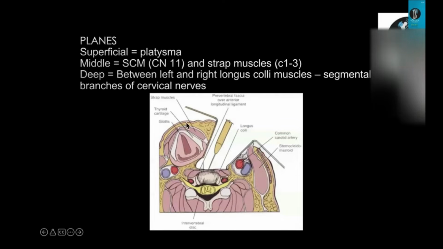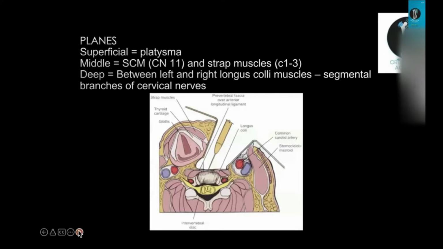So it just describes, so it shows here how we've got the strap muscles, the thyroid, trachea and esophagus retracted one way, and then we've got the carotid sheath and the sternocleidomastoid the other way, so that we can come down onto the prevertebral fascia, which overlies the longus colli muscles and the anterior longitudinal ligament. All right, so this is the diagram that you need to remember in your head when you get asked about this approach.